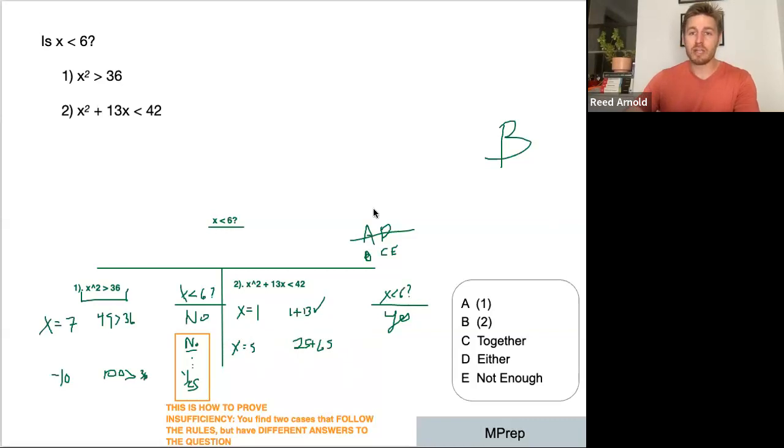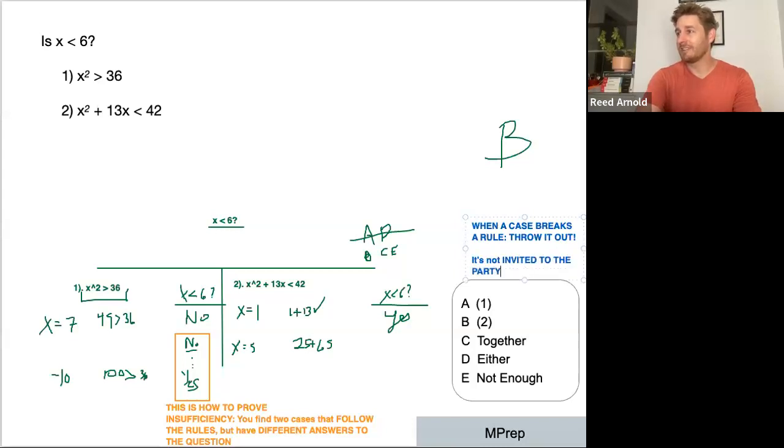When a case breaks a rule, throw it out. That's the key. It's not invited to the party that you're hosting at this data sufficiency question. It doesn't mean anything for sufficient or insufficient. It just means that case is not allowed.